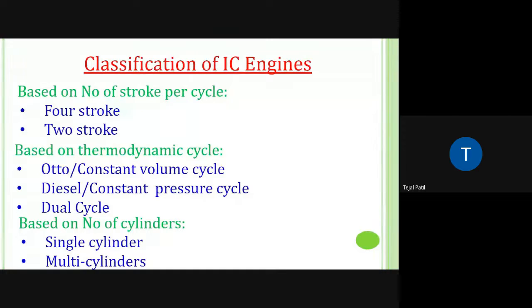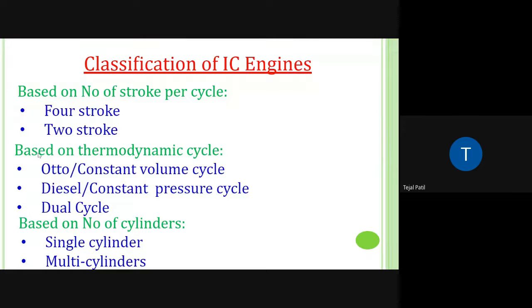Okay, now let's move back to the classification of the IC engine. I think we still have 10 minutes, so we can cover this part. Classification based on the number of strokes per cycle: it is classified as 4-stroke and 2-stroke. 4-stroke we have already seen, 2-stroke we are going to see in the next class.